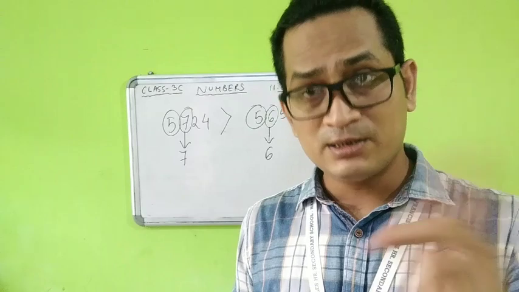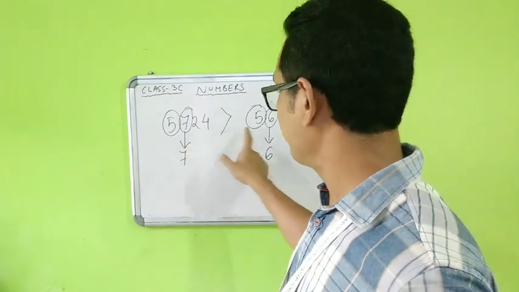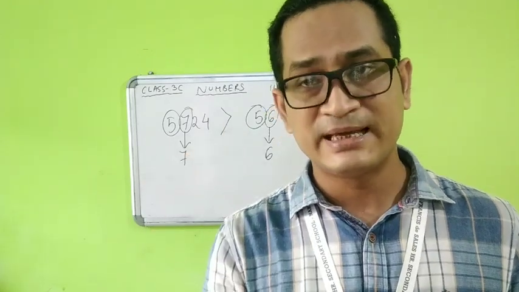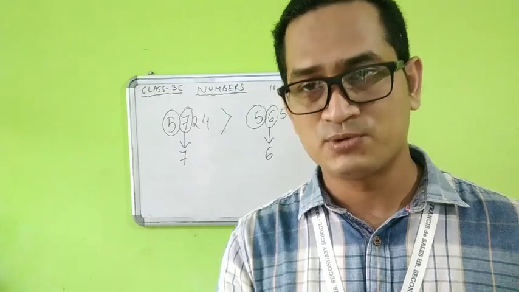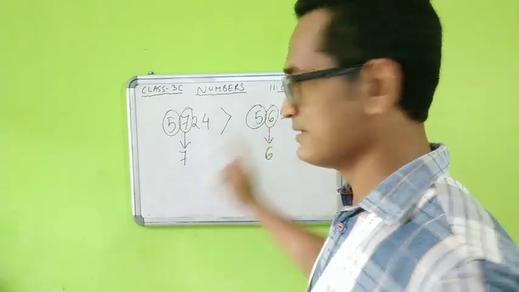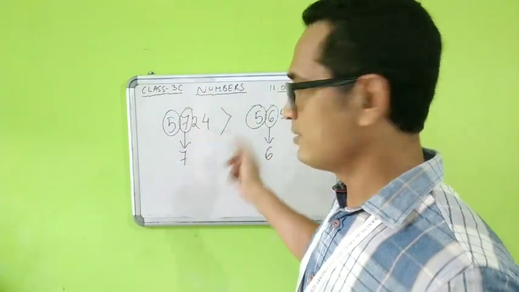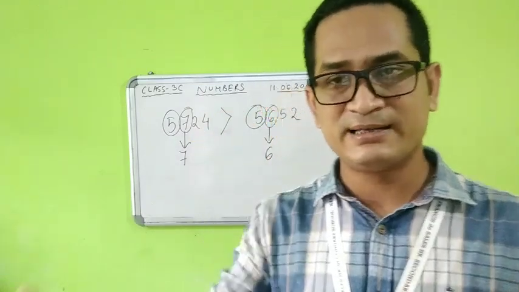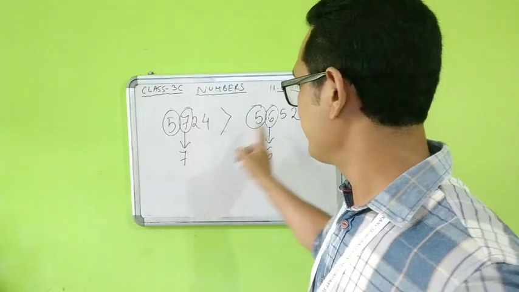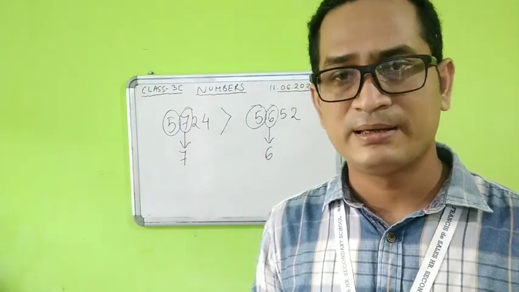Whichever is greater, that number will be greater. Fine. Third rule, suppose the extreme left hand side digits are also equal, the same, then what next we have to do is to go for the next place. That is the hundreds place. Now in the hundreds place, whenever the digits are different, then it is easy, because whichever is greater in the hundreds place, that number will be greater.